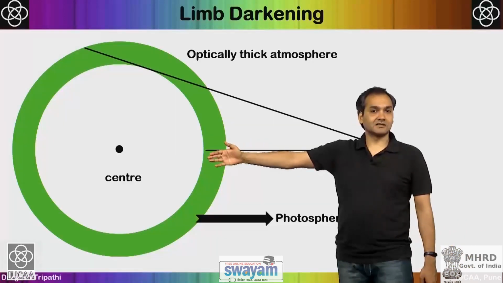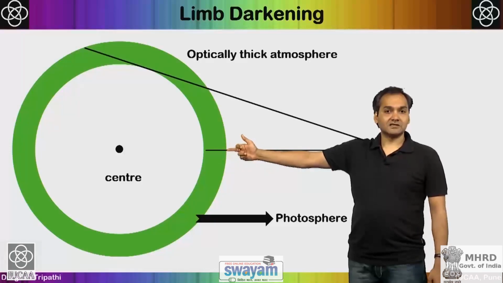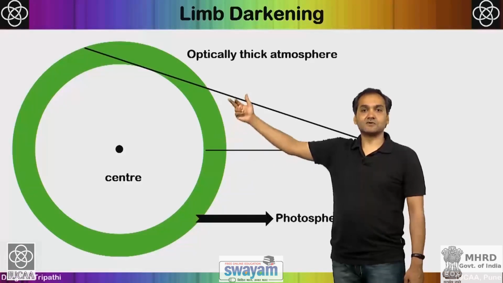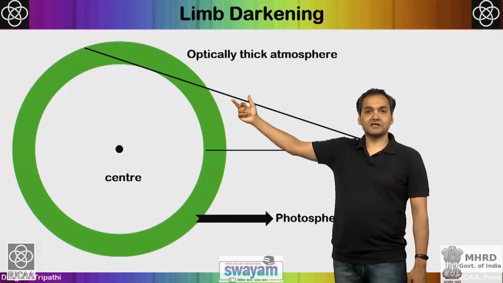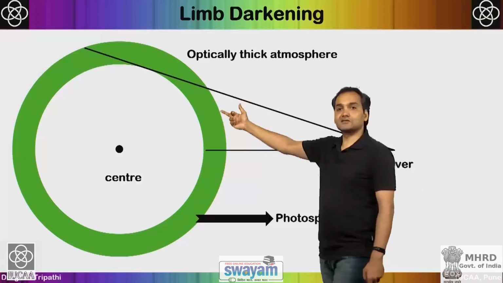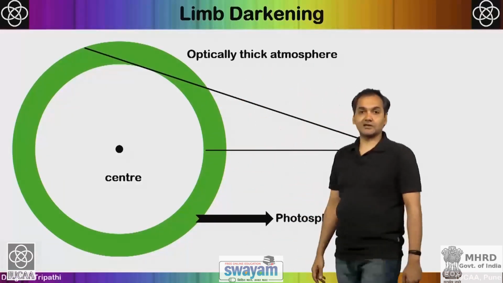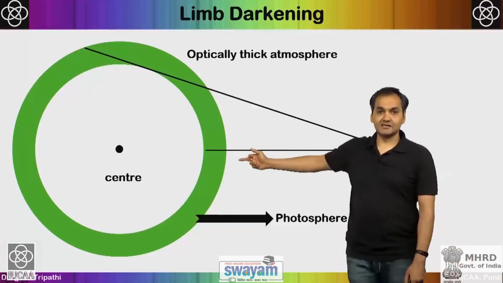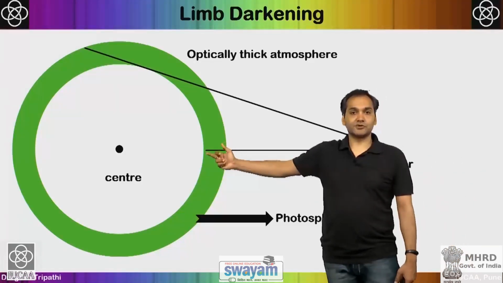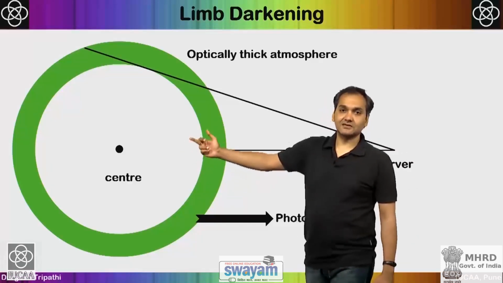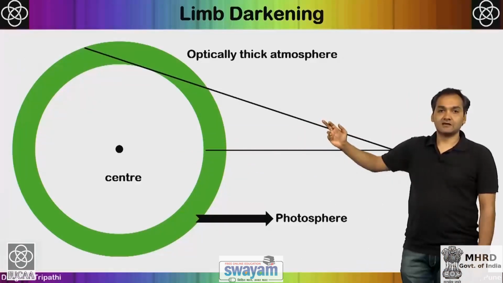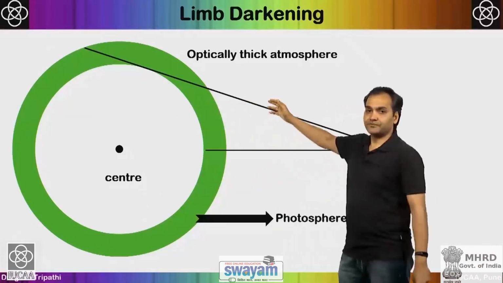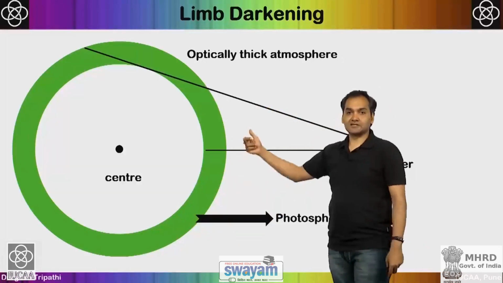When you are looking at the center of the disk, this line of sight is penetrating only this thick gas, whereas when you go towards the limb, it has to penetrate through this large length scale, which is an optically thick atmosphere. So, for the same line of sight, here you are penetrating deep inside the sun, whereas here you are not. So, you are adding up all the plasma, and that is why on the limb it looks darker and on the disk it looks brighter.